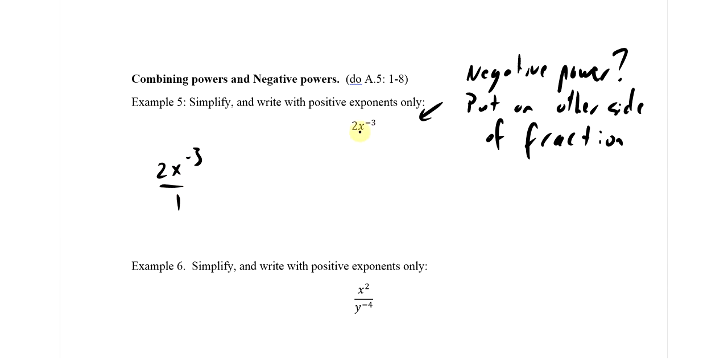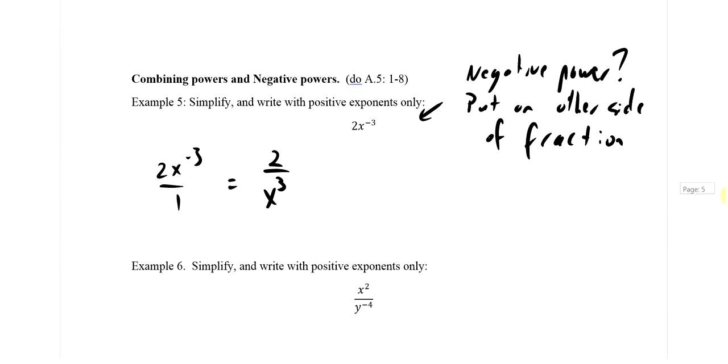Well, 2x to the minus 3 is the same thing as 2x to the minus 3 over 1, and putting it on the other side of the fraction means we just move it down and it becomes a positive. So 2 times x to the minus 3 is the same thing as 2 divided by x cubed. Note that the minus 3 is only on the x, not on the 2. So the 2 stays, the x cubed goes down. So for a negative exponent, you put it down onto the other side of the fraction and change the exponent to a positive one.